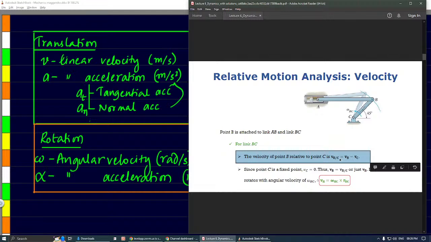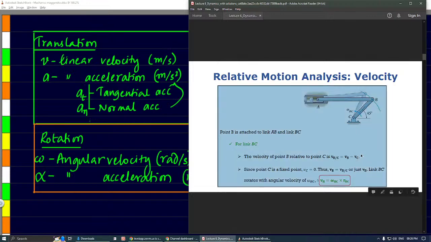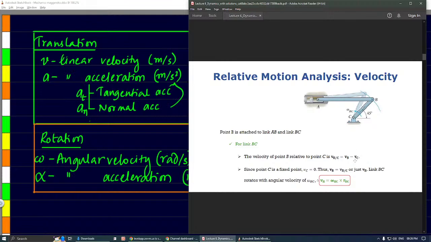Velocity of B with respect to C. We had learnt about this. That is equal to velocity of B minus velocity of C. Velocity of C is constant, it's 0, because it's a fixed point. So we get velocity of B with respect to C as equal to velocity of B only. Thus VB equals VBC, or just VB.